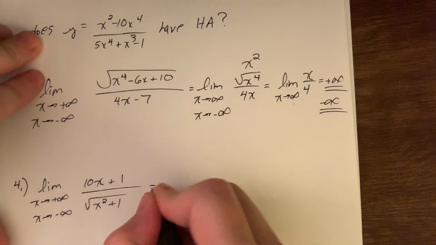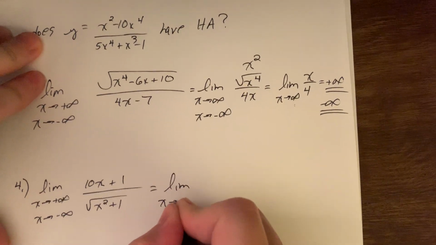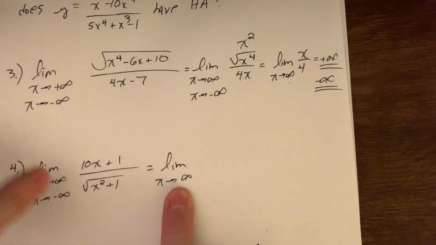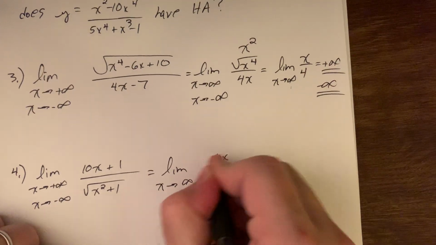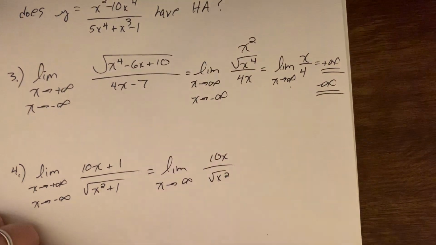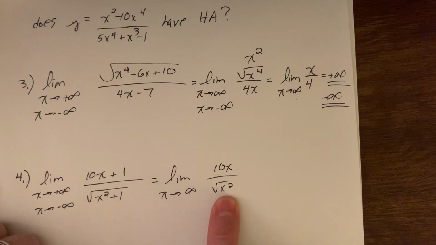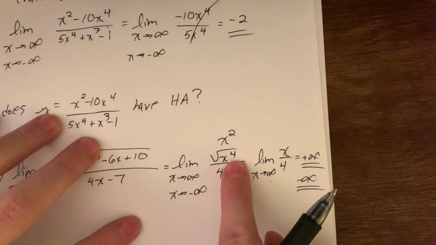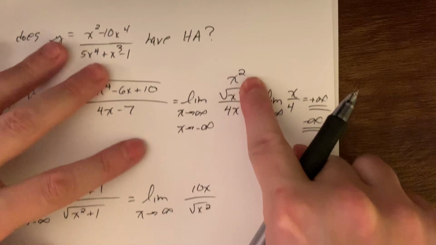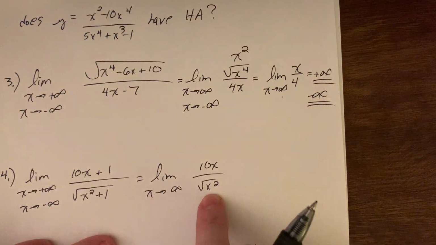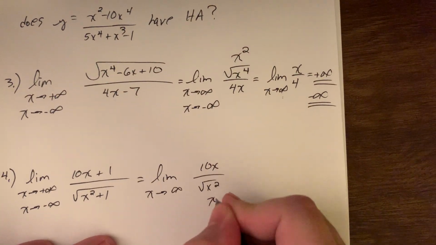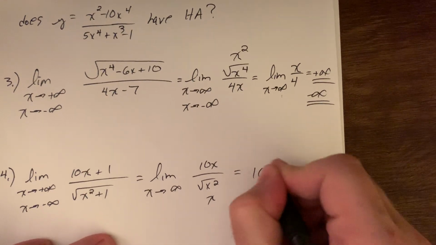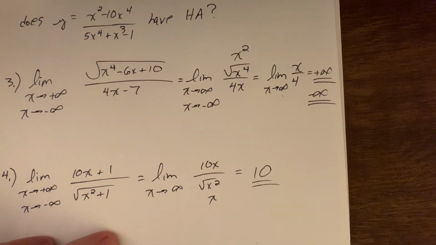I look at dominant terms. Let's start off focusing on x approaching positive infinity. And I get 10x over the square root of x squared. Here's the issue, everybody. Just like here, the square root of x to the 4th is x squared, people do something similar. They go, oh, the square root of x squared is x, 10x over x cancels, so I just get 10, and we're done.